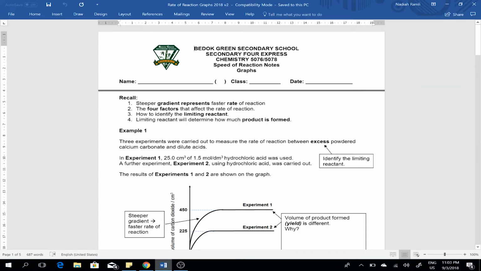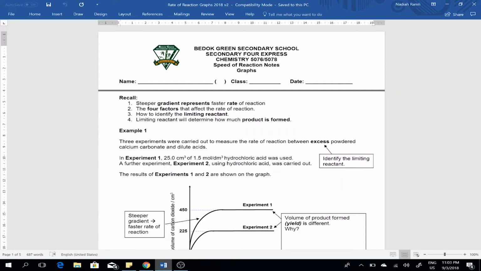Alright, welcome to part 4 of the speed of reaction. Okay, so now we're going to focus on data and the graphs, more particularly on the graphs. Alright, so now let us recall what we learned in part 1 to part 3.